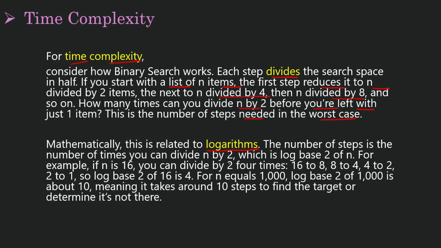The number of steps is the number of times you can divide n by 2, which is log base 2 of n. For example, if n is 16, you can divide by 2 4 times. 16 to 8, 8 to 4, 4 to 2, 2 to 1. So log base 2 of 16 is 4. For n equals 1,000, log base 2 of 1,000 is about 10, meaning it takes around 10 steps to find the target or determine it's not there.